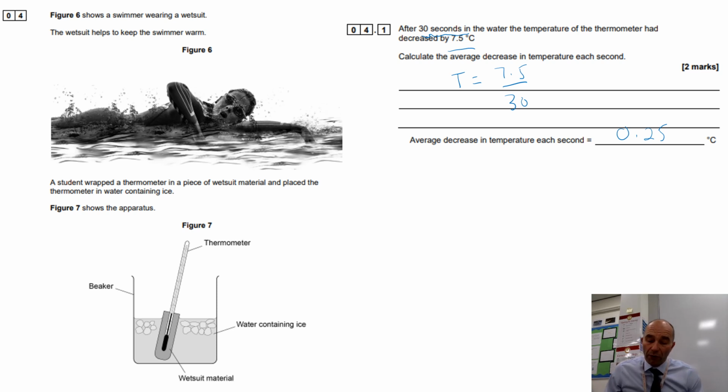Generally where people go wrong in this question is they think that they have to get some kind of whole number, or a bigger number, so they divide 30 by 7.5. If you got 4 degrees, that's clearly wrong, because that's time per degree centigrade. You have to calculate it the other way around. So don't be too worried if the number looks quite small, it's absolutely fine.